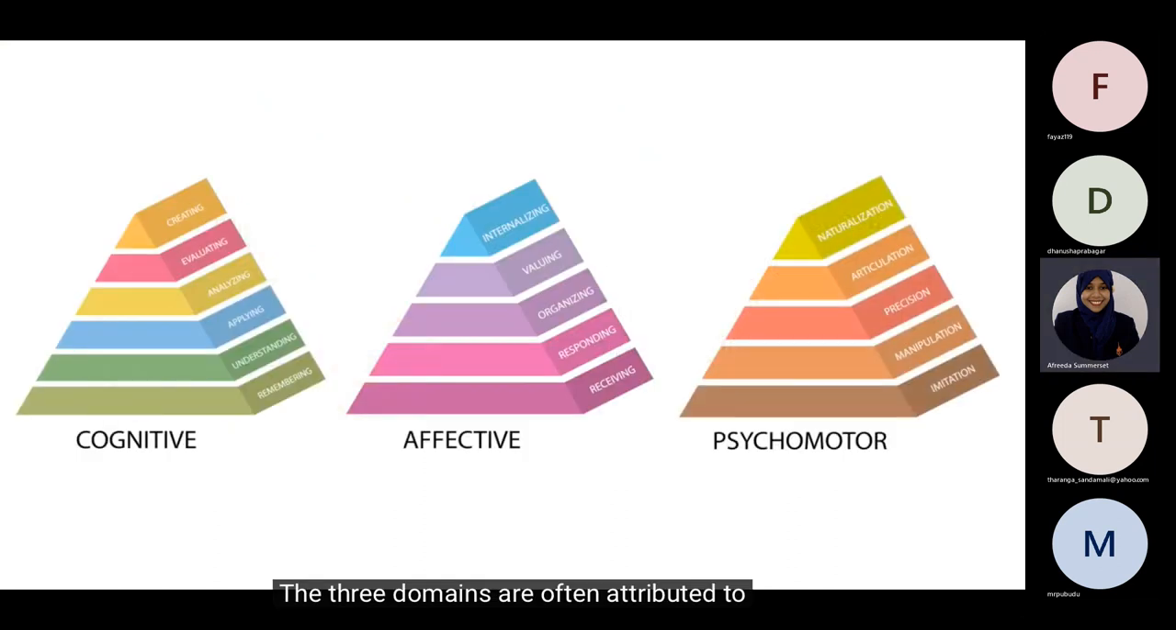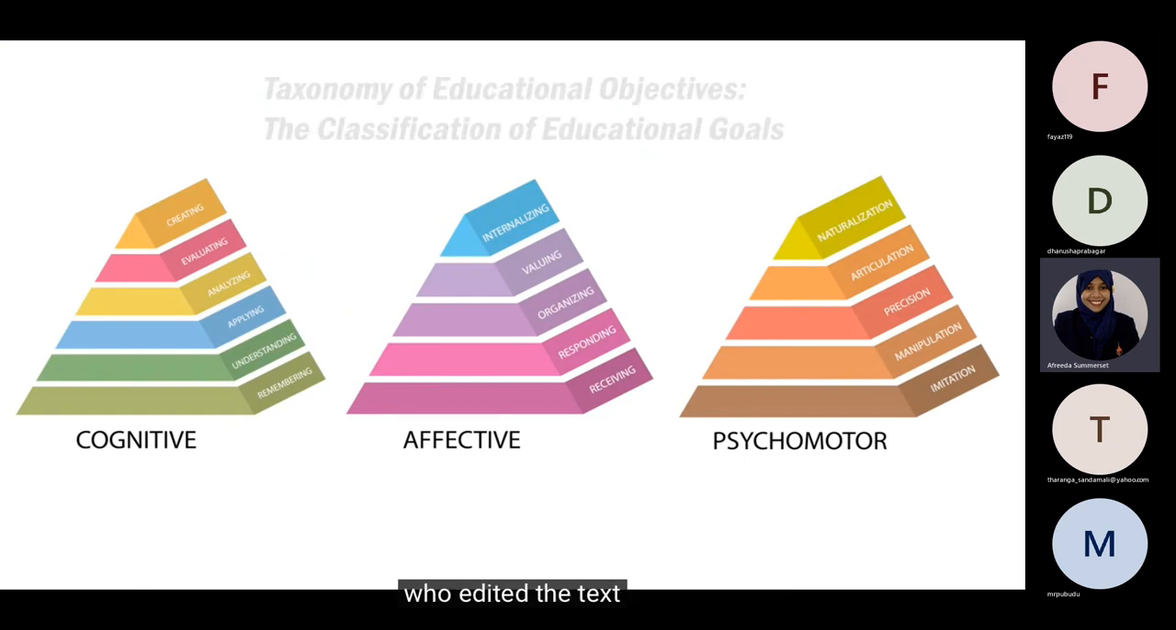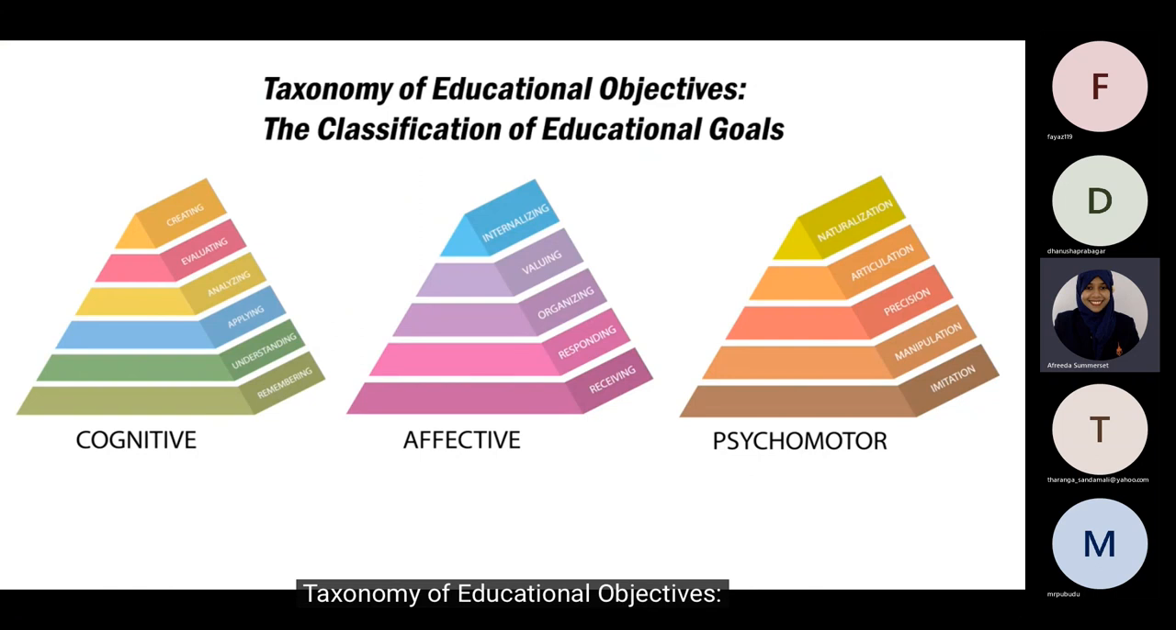The three domains are often attributed to Benjamin Bloom, an educational psychologist who edited the text Taxonomy of Educational Objectives, the Classification of Educational Goals. This is often referred to as Bloom's Taxonomy. Now that we understand the application of learning domains in our professional development design, let's review other adult learning theories that can be applied to help effective professional development events.